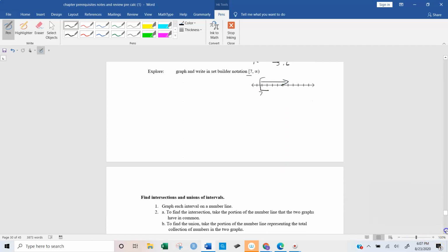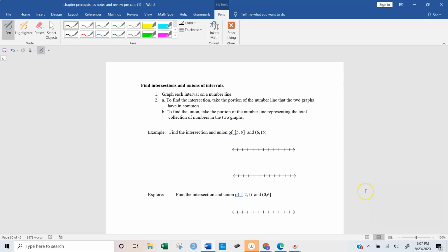Now let's look at the rest of this. All right, we're going to look at union and intersection. Intersection is an AND graph. It's what they both have in common, and the intersection looks like this, and it's AND. It has to be in both of them. Union looks like this, and it's an OR graph. It's one or the other or both. So let's look at these numbers. We have 5 to 9 inclusive. So we have 5, 6, 7, 8, 9, 10, 11, 12, 13, 14, 15. Okay, so we go 5 to 9 inclusive.